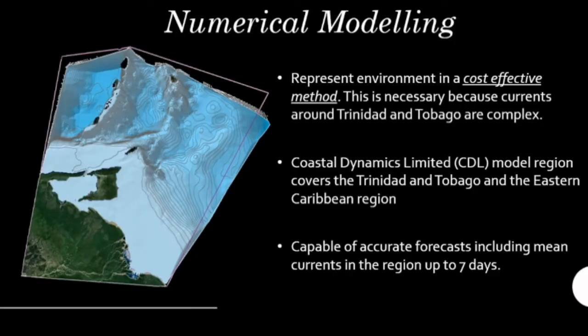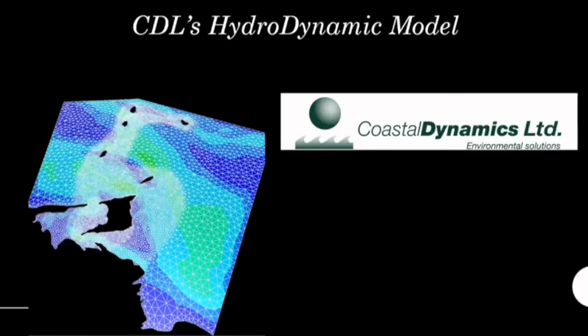As previously mentioned, numerical or mathematical models can be used to represent the environment and its natural processes. One such local model is CDL's in-house HD model, which can provide information to better understand the ocean currents around Trinidad and Tobago and within the Eastern Caribbean up to St. Lucia. Additionally, through the use of satellite data, CDL's model has forecasting capabilities up to 7 days.